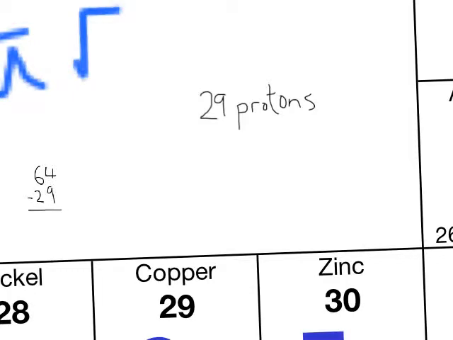And if I take 30 off, I'd end up with 34. So take 29 off, which is one less, I'm going to end up with 35. So I've got 35 neutrons. And they're all in the middle of the atom.